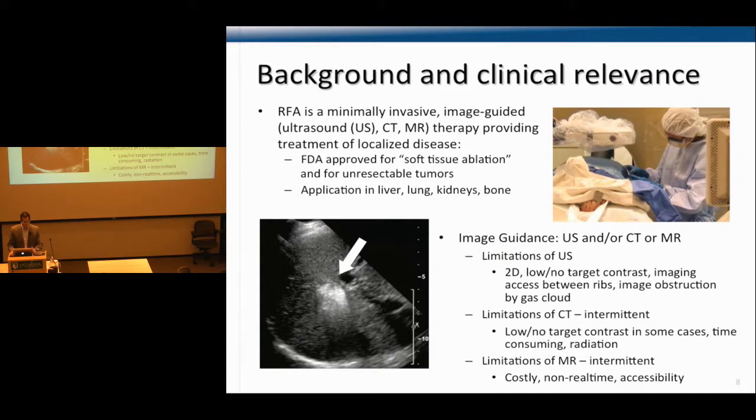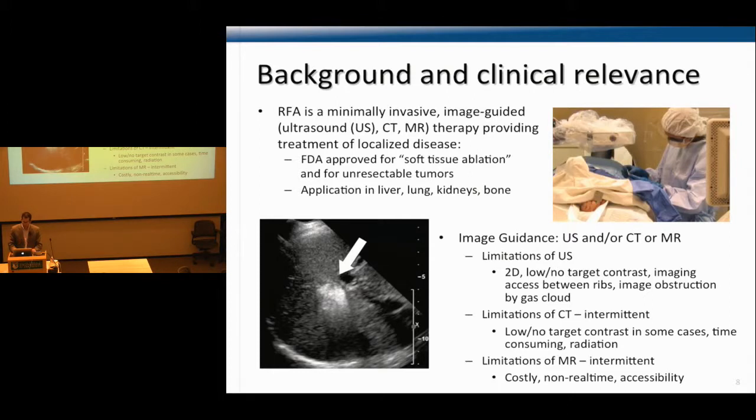If we look at CT, it's still intermittent. We need contrast agent to have good contrast between the tumor and the liver. And MR, although it's starting to be more accessible, is still costly, and access to MR is still a challenge. I'm going to talk a bit about solutions of in-gantry MR guidance, but still, if we look at the reality today, it's still quite a challenge to have real-time MR guidance.